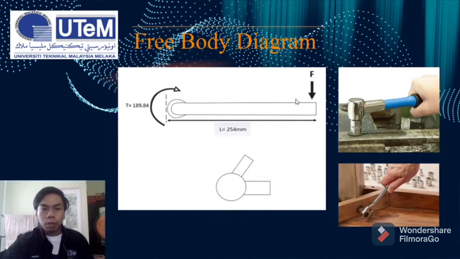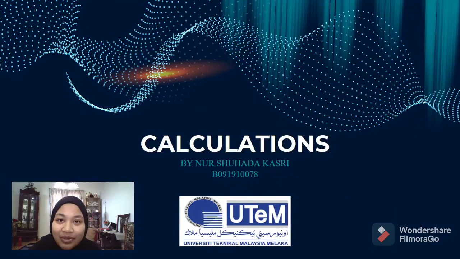Okay, my name is WAFIY bin RASHIDI, and I'm going to explain about the free body diagram. As you can see in these two pictures, we are using a socket wrench. The force will be applied at the end of the socket wrench, like in these two pictures. The length of the socket wrench is 254 mm, the direction of the torque is clockwise, and the value of the torque is 189.84. Okay, thank you.